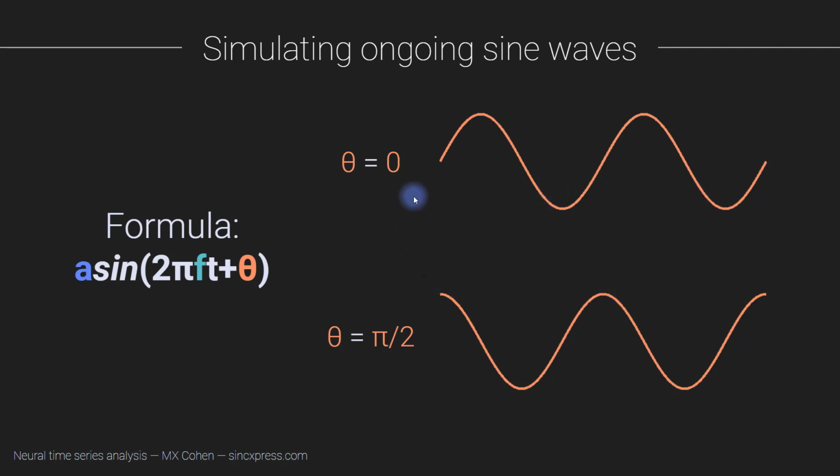Now, two sine waves with these parameters, 0 and pi over 2. I didn't just pick these totally randomly by chance. I picked these for a very important reason. These phase parameters of 0, which actually means you're just dropping this term, and plus pi over 2 are very important in data analysis.